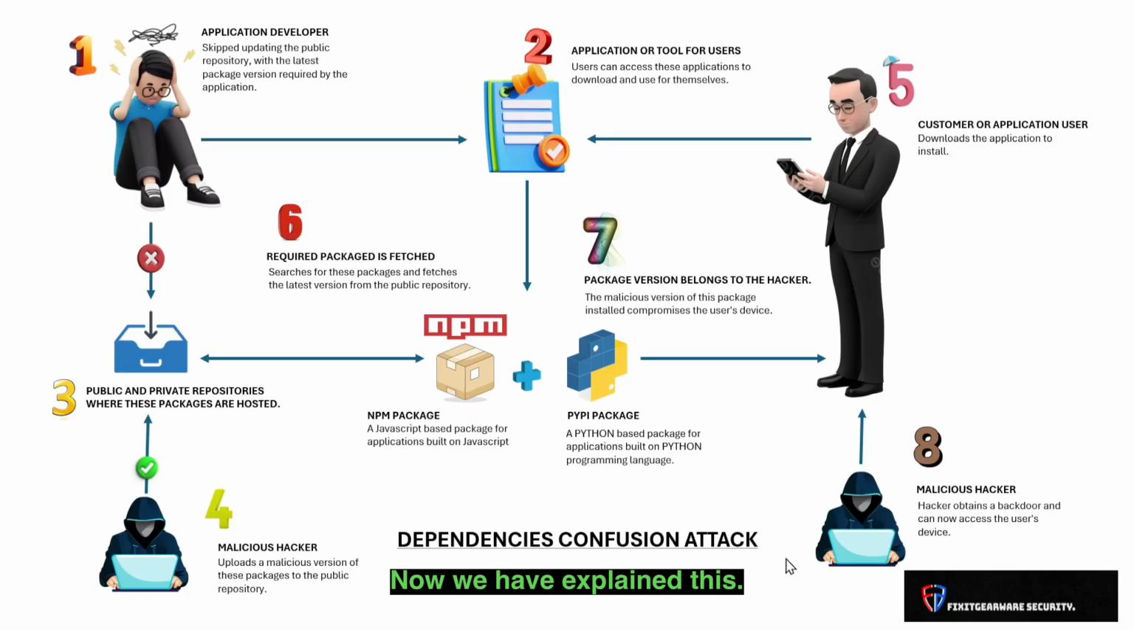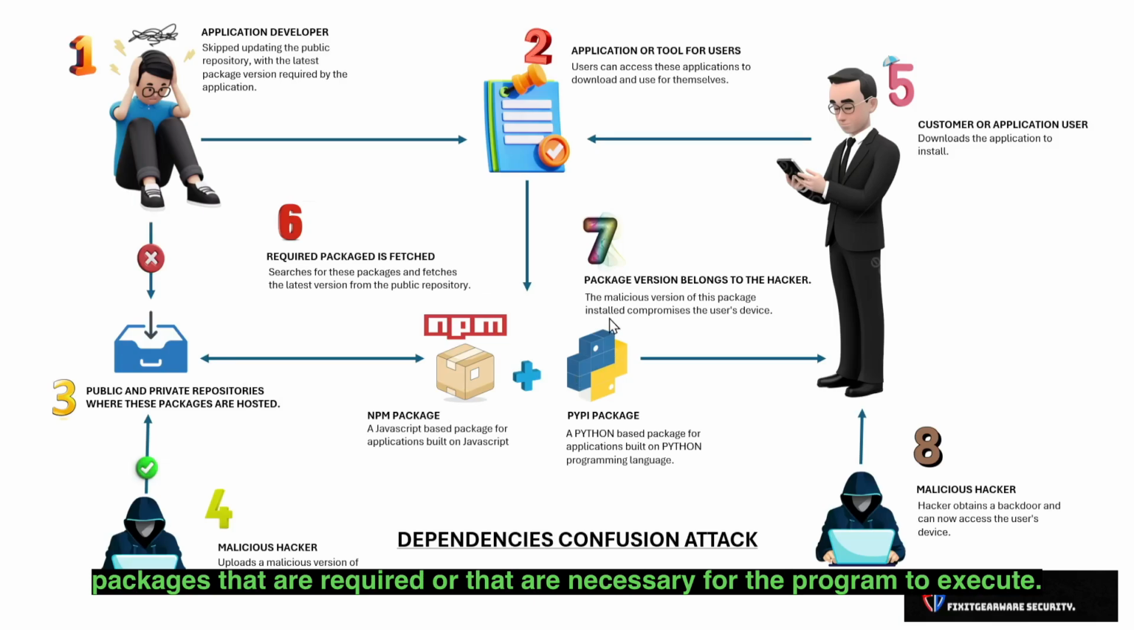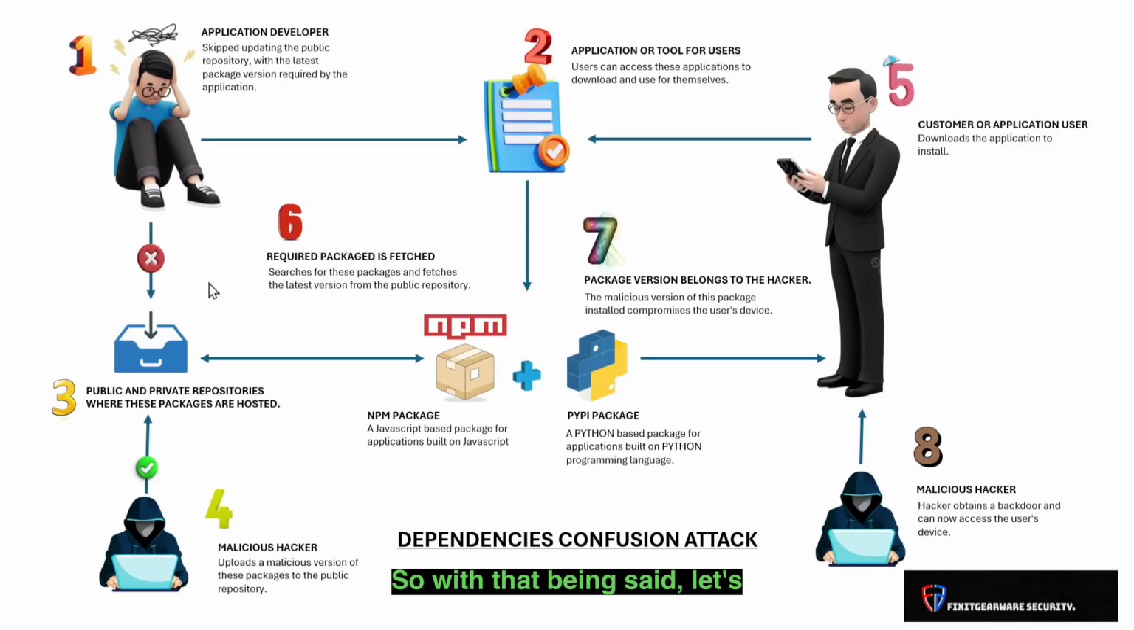Now we have explained this. There are various ways to remediate this type of vulnerability. But since it's not the scope of this training, we would not be going further with that. But one of the solutions is that you should ensure that you provide specific rules that whenever the user tries to call the packages that are necessary for the program to execute, they should strictly only download packages from the private repository, which is of course the one which this developer is maintaining. Okay, so with that being said, let's head on to describe the tools for today.